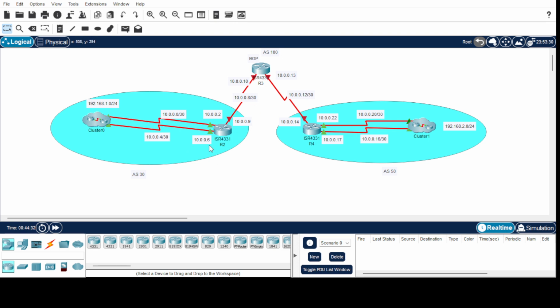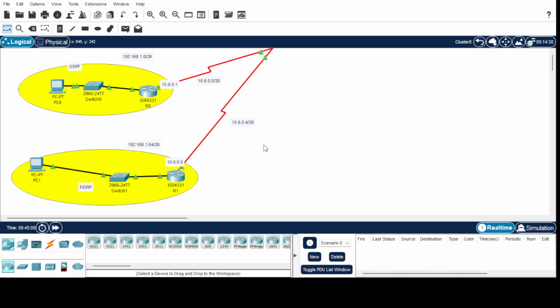But in this scenario we have three routing protocols running in the edge router. One is OSPF, second is EIGRP, and third is BGP, and we have to let them know each other. Until they know each other, they can't communicate within itself, and also it can't communicate with the outside world. So for that, let's go to cluster number 0.